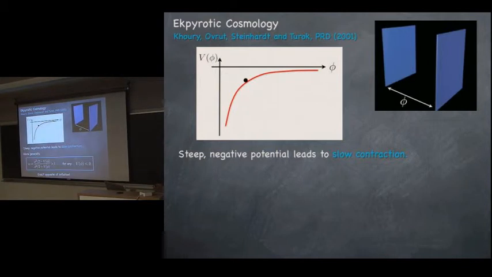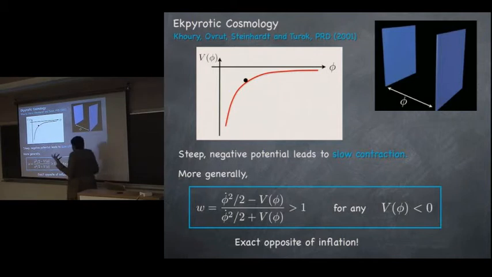More generally, if you remember the expression that we had for the equation of state, it's a trivial inequality. If the potential is negative, this equation of state is greater than 1. So any motion down a negative potential leads you to an equation of state greater than 1 and hence slow contraction by an earlier argument. This is pretty startling. And the first time I encountered this, I was pretty startled because this is exactly the opposite of inflation. You couldn't have dreamt up something more opposite to inflation, in the sense that inflation requires a positive potential that's flat to drive rapid expansion. This requires a steep and negative potential to drive slow contraction.